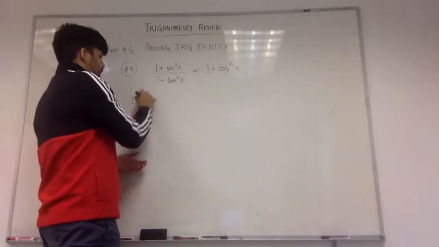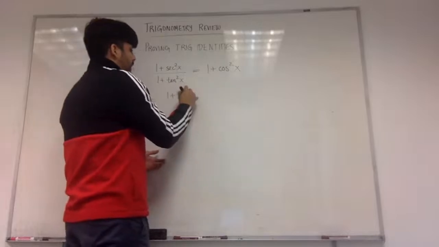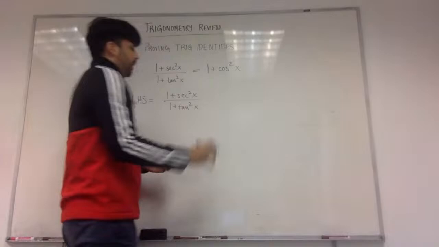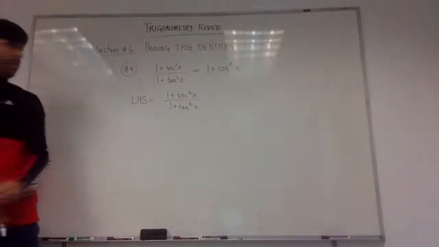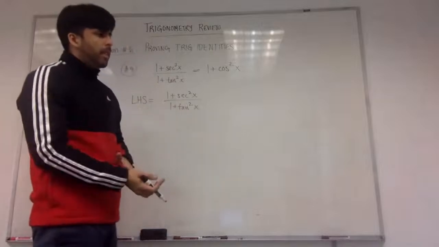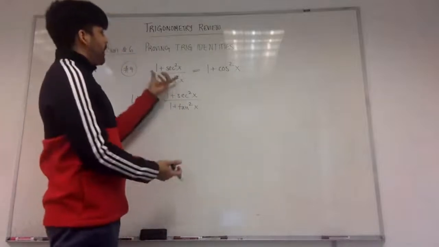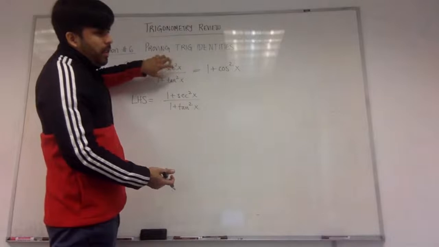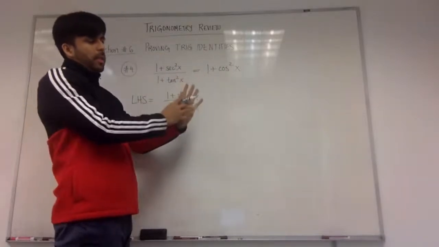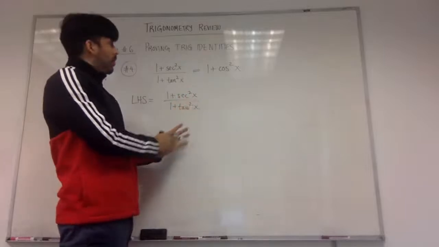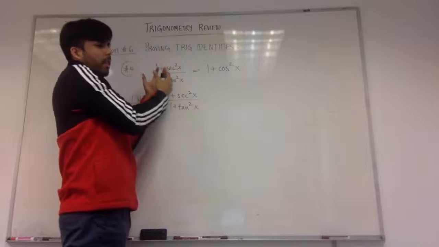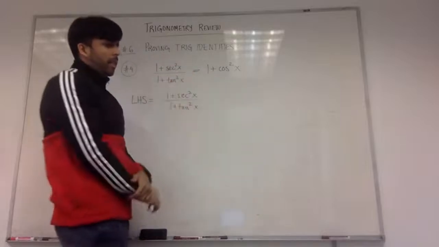So the left-hand side is 1 plus secant squared x over 1 plus tangent squared x. Usually we start with the left-hand side because there tends to be a tendency that the left-hand side is a little more complicated to deal with than the right-hand side, which is a little simpler in most of these examples. So we're going to see how can we simplify the left-hand side, if it's possible to get to the right-hand side.